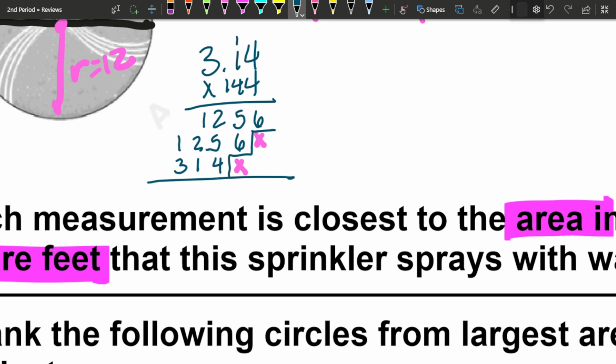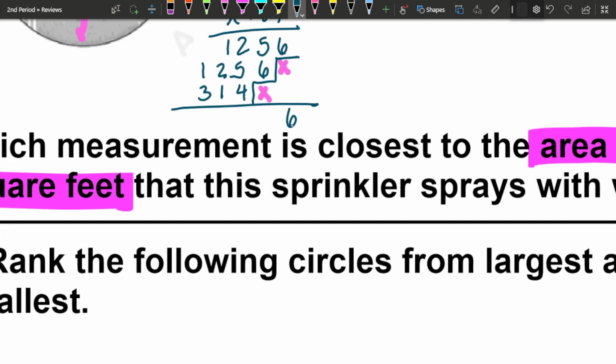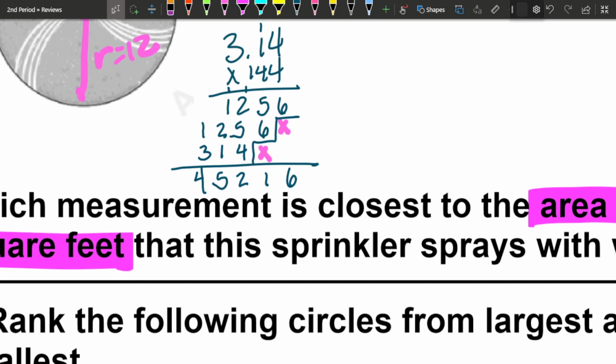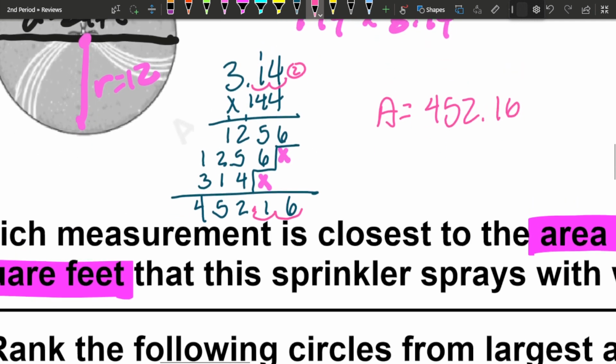So now we add. This is just 6. This is 11. Carry the 1. This is 12. Carry the 1. That's going to be 4 and 1 is 5. And this is going to be 4. How many decimal places do I have total? I have 2 on the top. Do I have any on the bottom? No. So 1, 2. So my answer, my area is going to be 452.16. And these were square feet.